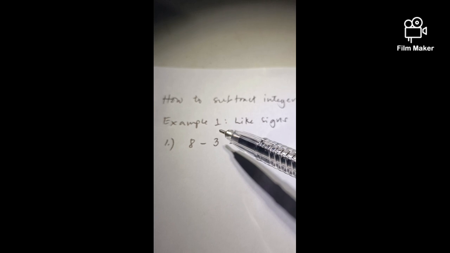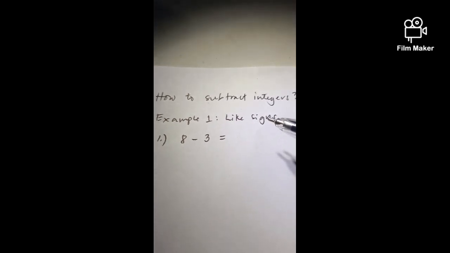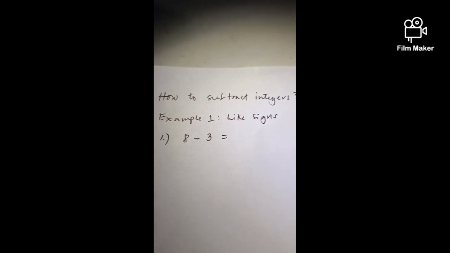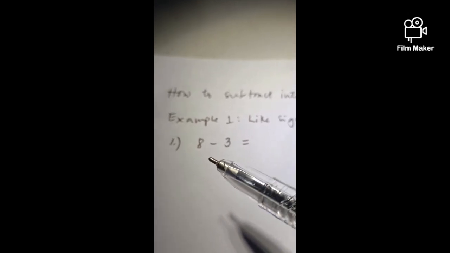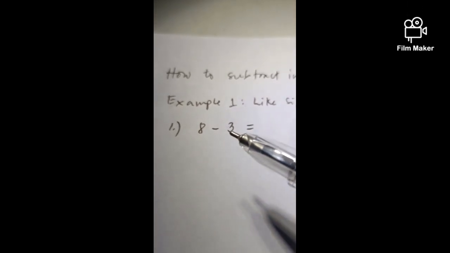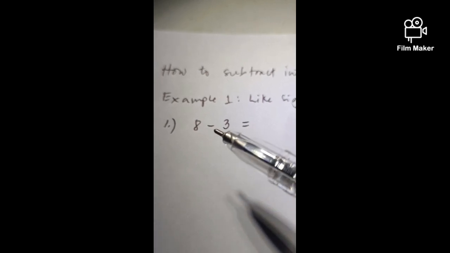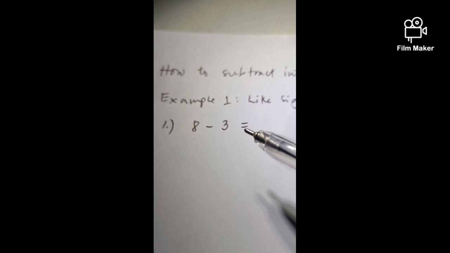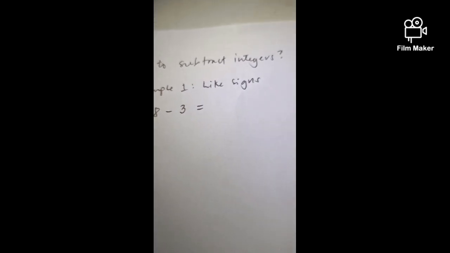Now, going back to the question, how to subtract integers, hahatiin natin yun sa example 1 and like signs. Tingnan natin. So, meaning we have example 2 later on. So, itong number 1, given 8 minus 3, the positive 8 minus positive 3 is equal to positive 5. Napakadali niyan, di ba? So, lagay natin dito.